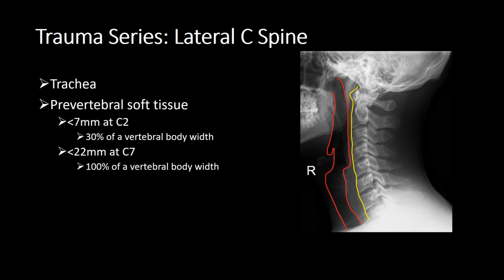And generally speaking, a normal precervical soft tissue is 7 millimeters at C2, so that's about 30% of the vertebral body width, and 22 millimeters at C7, which is about 100% of the vertebral body width. So as long as they're less than that, that's normal. So it's 7 at 2 and 22 at 7. Do you have a nice, relatively smooth shape to your pre-vertebral soft tissue?